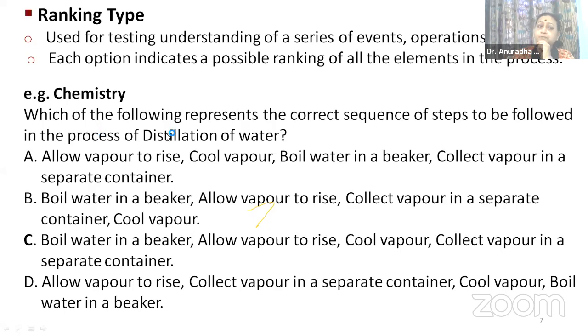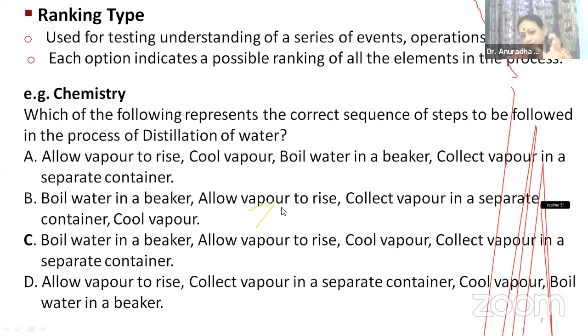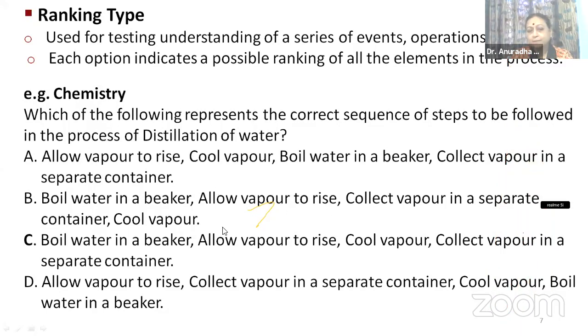Chemistry. Which of the following represents the correct sequence of steps to be followed in the process of distillation of water? Okay. So, option A: allow vapor to rise, cool vapor, boil water in a beaker, collect the vapor in a separate container. This is one. Option B: boil water in a beaker, allow vapor to rise. So the same components, but in different combinations.